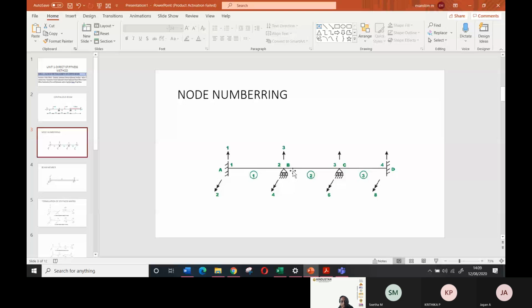But what are the things free? Rotation and horizontal displacement. Horizontal translation is free, or not restrained. What about rotation? Is rotation restrained or not? Not restrained.